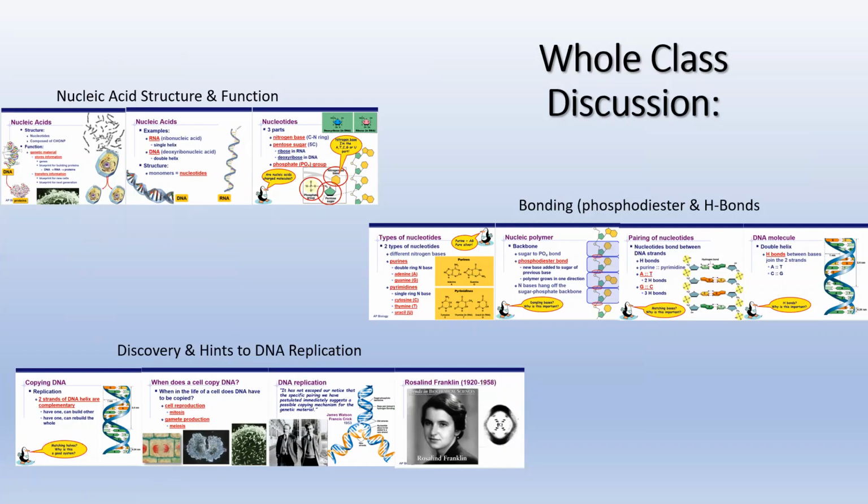And then the final component of the whole class discussion portion is on the discovery of the shape of DNA and its hints to replication, in that it's a complementary strand that's running anti-parallel, two different strands, and then the implications of that, suggesting replication, and Watson and Crick and Rosalind Franklin's contributions.